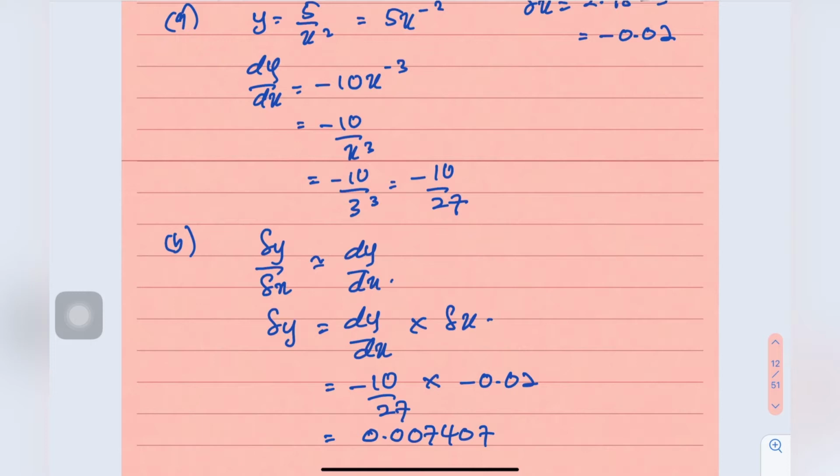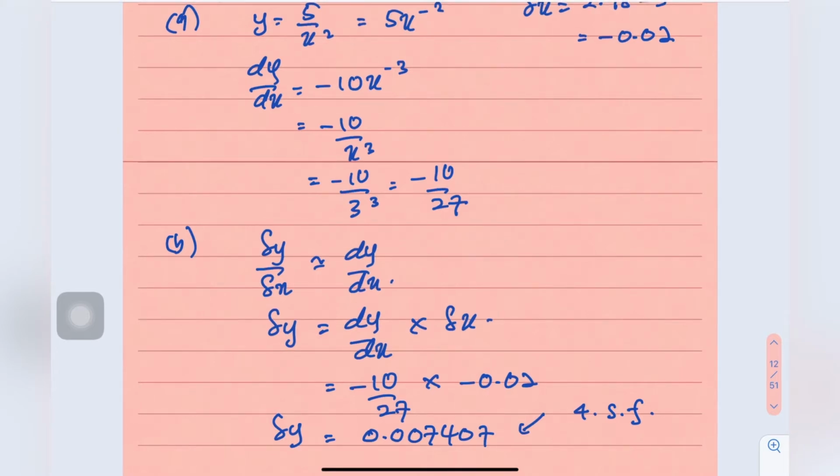Tapi dekat sini kita tak boleh lah. Kalau kita bagi 4 decimal places sikit sangat dekat sini, we can give your answer in 4 significant figures. Bila ada terlalu kecil, so kita kena bagi in 4 significant figures. Okay, so this is delta y.